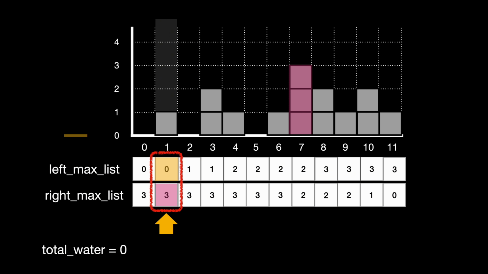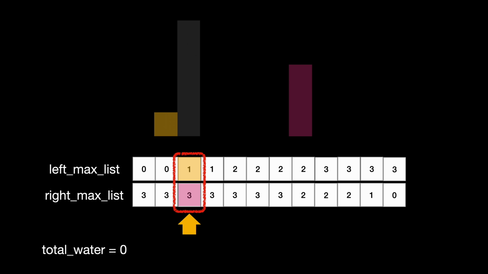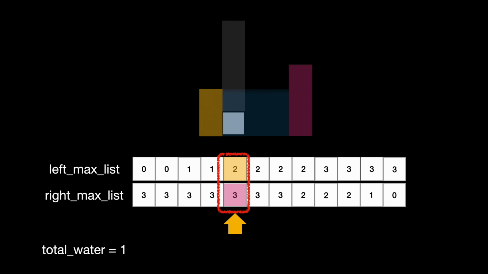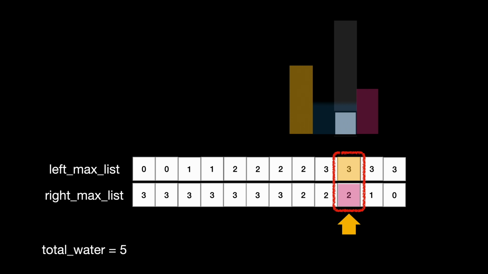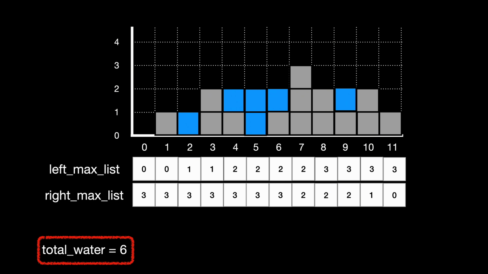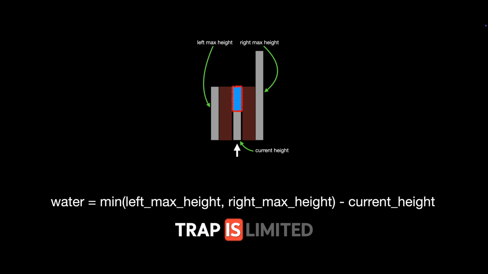At the next position, the smaller of the two max values is still 0. But the current height is 1. That gives us negative 1, which doesn't make sense for trapped water. So if the result is negative, we just treat it as 0. We continue this process for each position. And at the end, we'll have our total trapped water. In the example we've been using, the total comes out to 6. Not too bad, right? Again, the key idea here is that at any position, the amount of water you can trap is limited by the shorter of the tallest walls on either side.